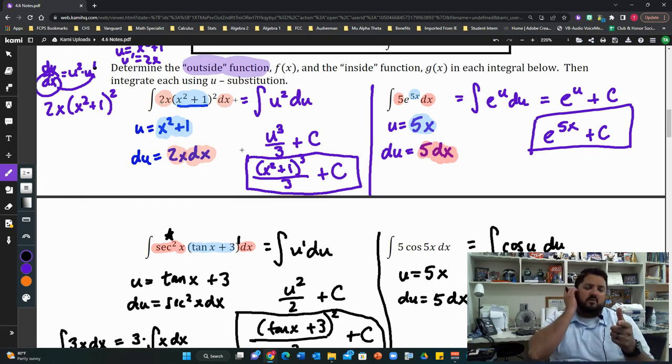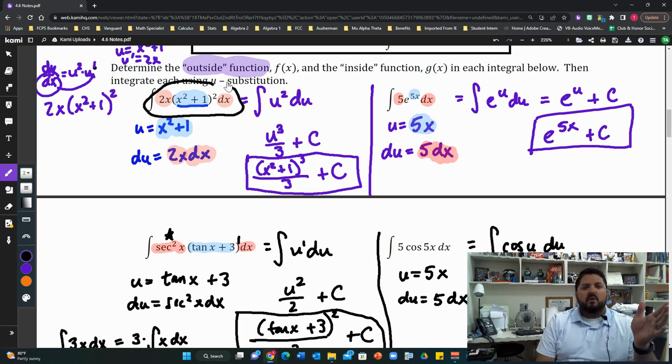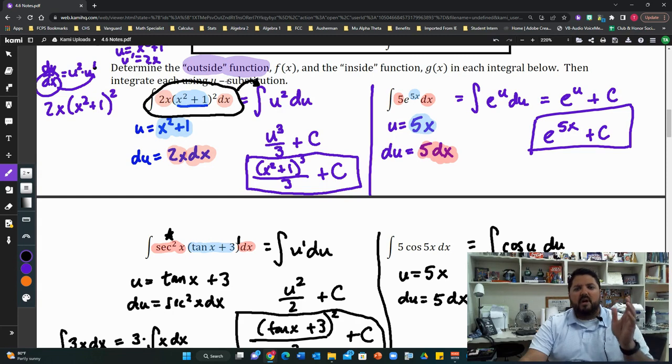Now I needed that 2 because if u is the inside, x squared plus 1, then its derivative has to be 2x. So what that means is I'm not allowed to go from this form to in terms of u until I have everything exactly as it's labeled here inside the integral. Because if you think about it, I wouldn't be able to do my highlighting process that I did for a few of these if that 2 was not there. So this is what I mean by fixing it.